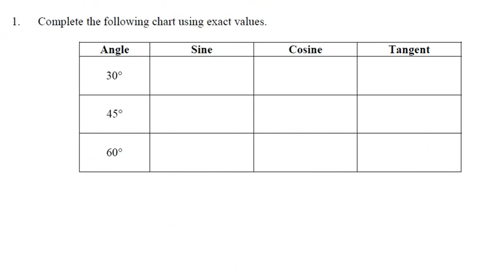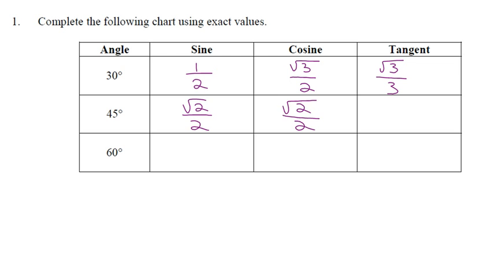And so we can summarize this, right? The sine of 30 degrees is 1/2. The cosine of 30 degrees is root 3 over 2. The tangent of 30 degrees is root 3 over 3. The sine of 45 degrees is, the cosine is, and the tangent is, and then the sine of 60 degrees, the cosine, and the tangent.